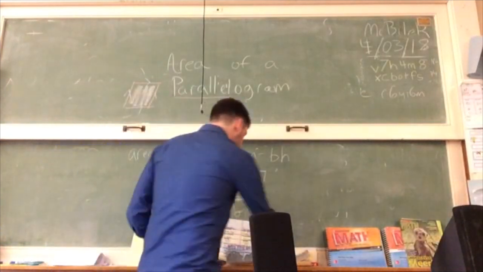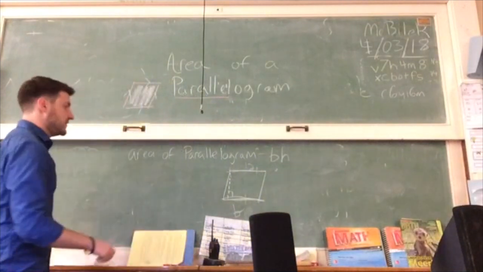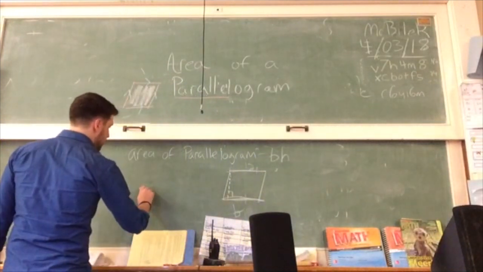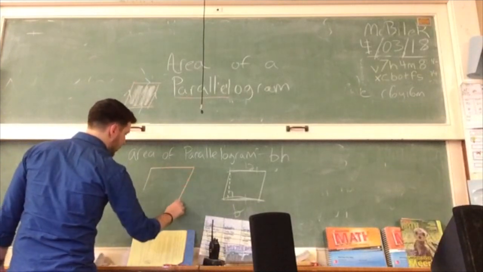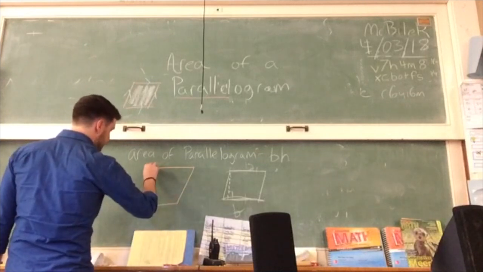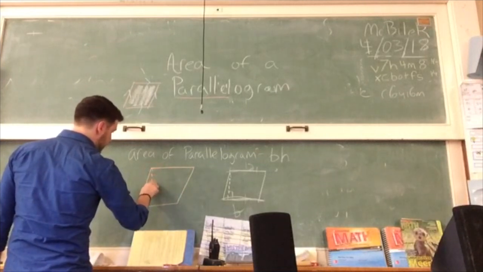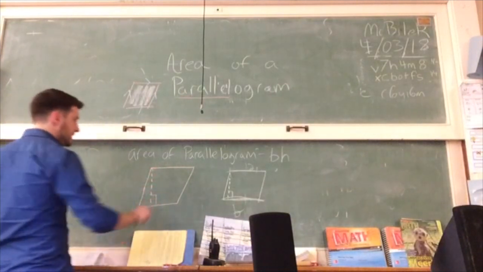So, let's do a practice problem, and let's see if we can figure out how to find the area in square units of a parallelogram. I'm going to give you one right here. We'll pretend it's a parallelogram. I'm going to put my height, and my height is going to be 12.